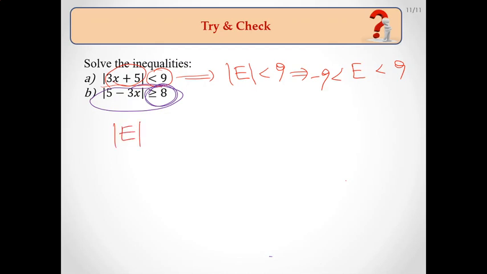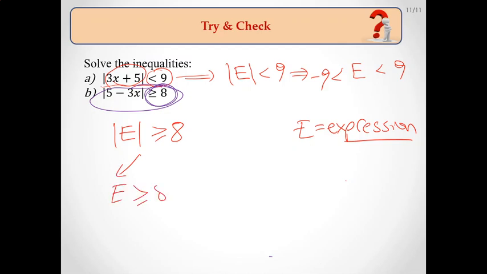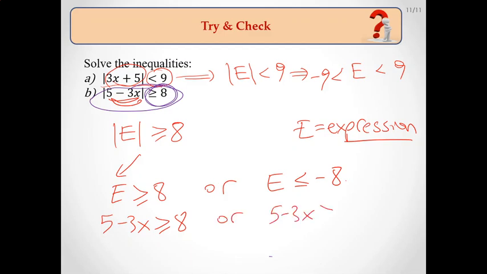Okay, remember this. If an expression E is bigger than or equal to 8, then we have two cases here. E is bigger than or equal to 8, or E is less than or equal to minus 8. So now I will change this expression: 5 minus 3x bigger than or equal to 8, or 5 minus 3x is less than or equal to minus 8. Yeah, solve it. Okay, let's solve it. So we will get 3x here.